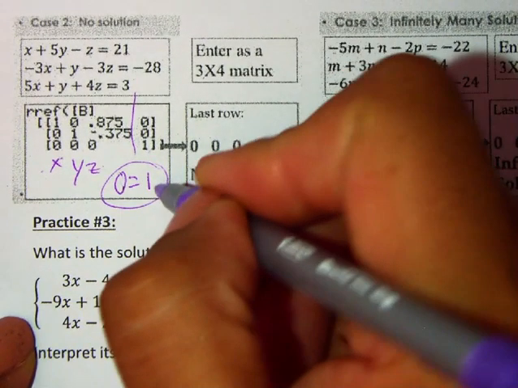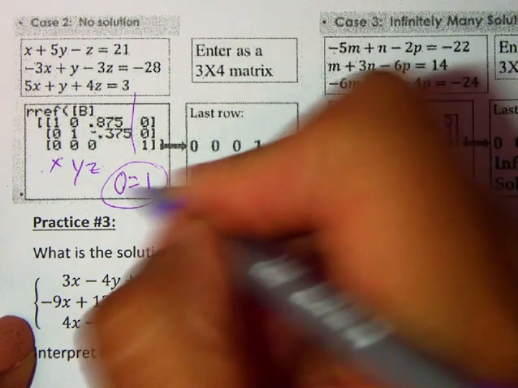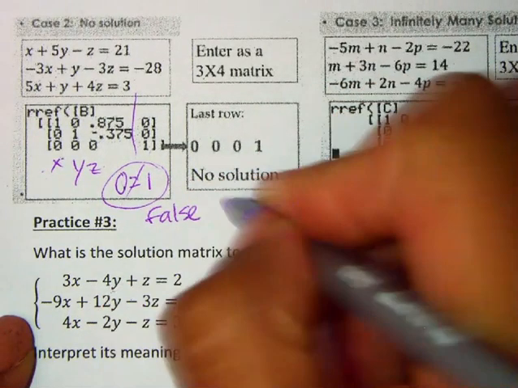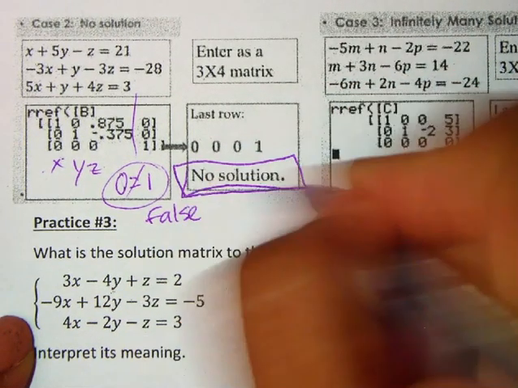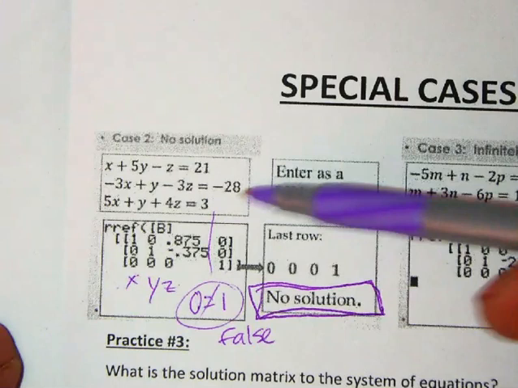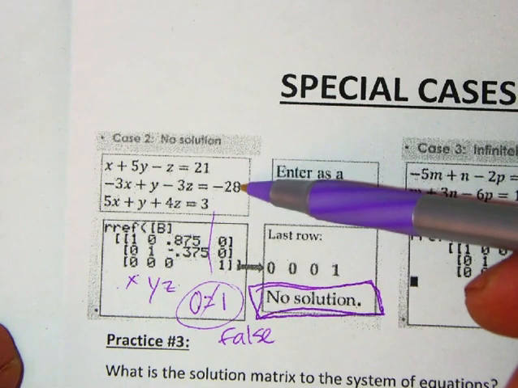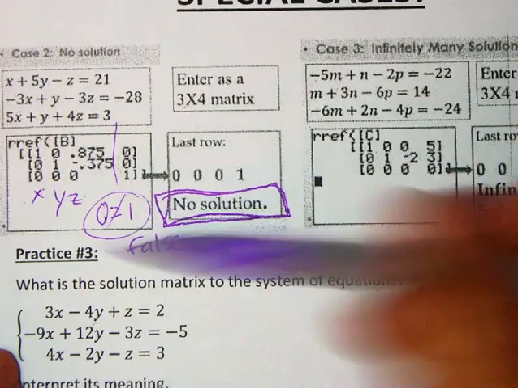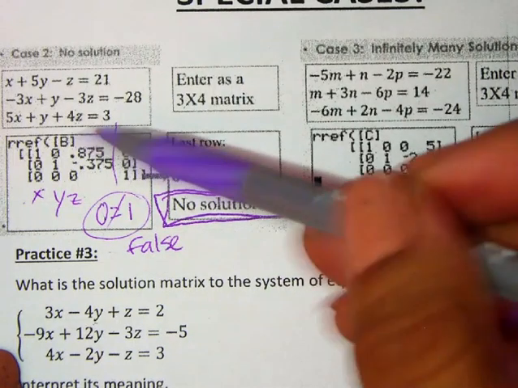0 equals 1. That is false. 0 does not equal 1. So that means because it's false, this will be the no solution. In other words, when you are given this system and you typed it in the calculator to find the solution through matrix, it shows you that it's going to be no solution for the system.